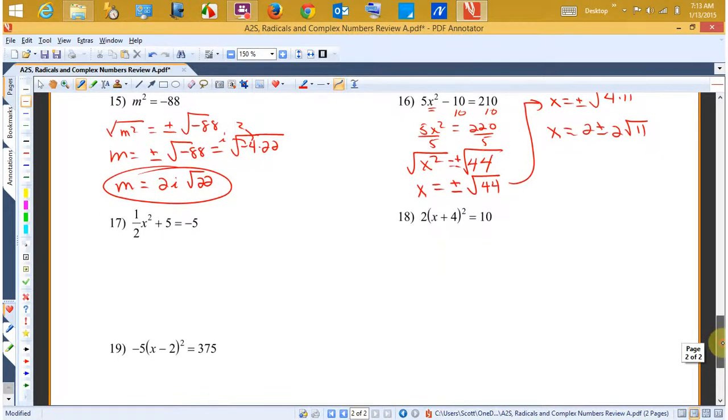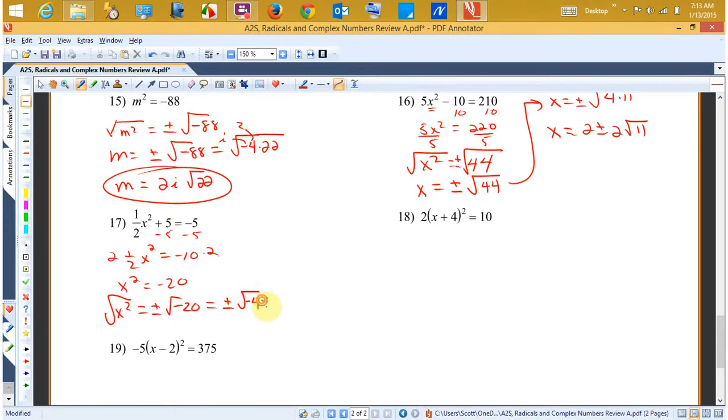Okay, move to the next one. Let's subtract 5 from both sides. That gives me 1/2 x squared is equal to a negative 10. Now we need to get the squared part alone. The 1/2 is not squared, so we need to get it to the other side. So multiply both sides by 2. That gives me x squared is equal to a negative 20. Take the square root of both sides. It's equal to plus or minus the square root of a negative 4 times 5. The negative will come out as an i. The 4 comes out as a 2. So I have x is equal to plus or minus 2i on the outside and the square root of 5 left on the inside.